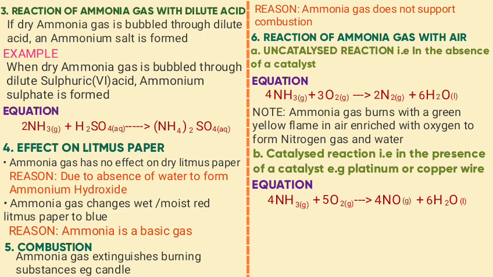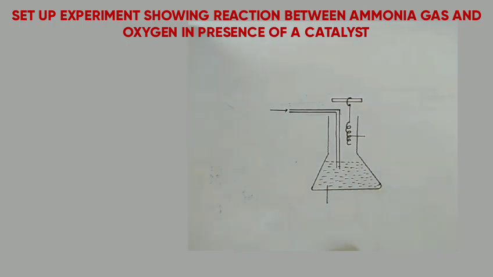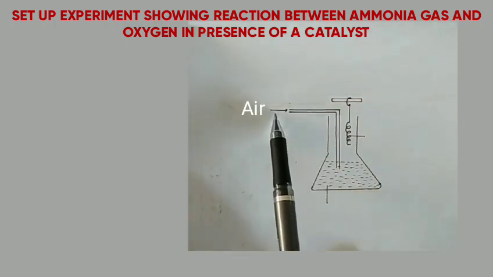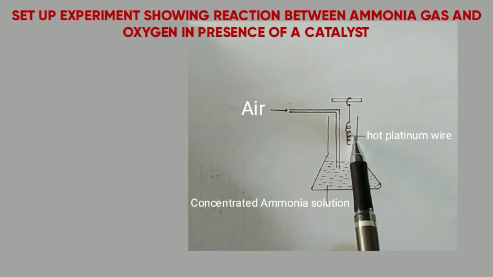Now the diagram below shows a reaction between ammonia and oxygen in the presence of a catalyst. So you bring in here air or oxygen. This one is concentrated ammonia solution. This one is platinum wire, which is glowing. It's red hot copper wire or platinum wire.